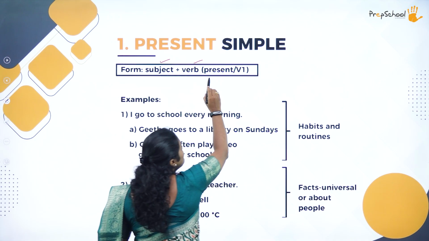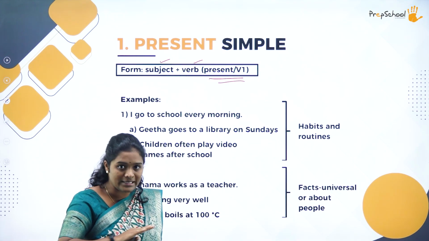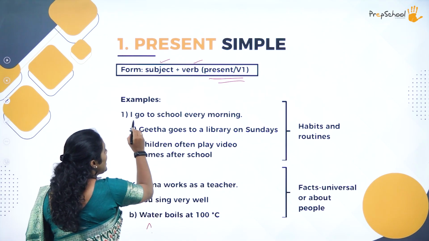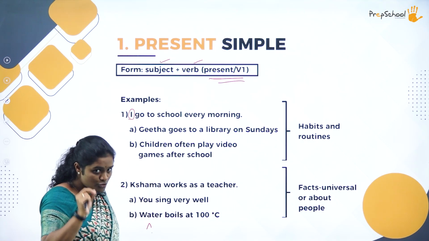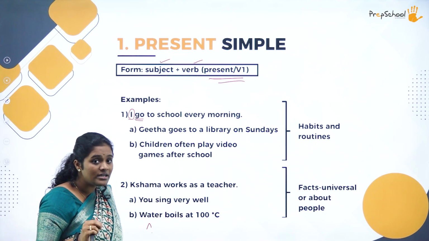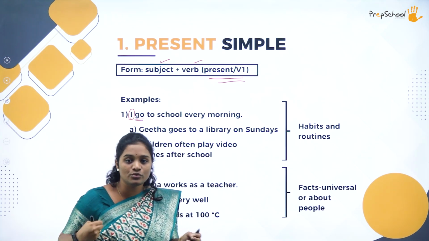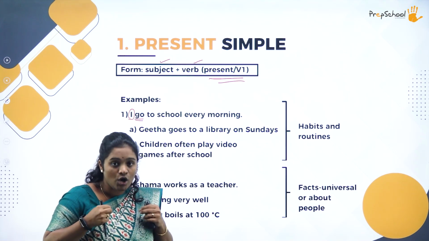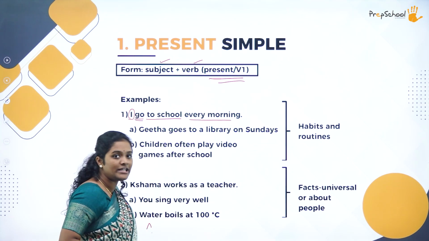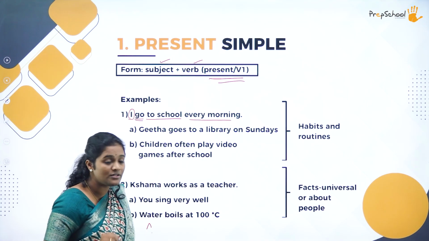Now, the verb should be in the present form. Clear? That is the format of it. Let's see one example. I is the subject. Go is what? Our verb. It is in the present tense. It's not in the past tense. It's not in the future tense. It is in the present. I go to school every morning. Now, there are two usages of this particular tense.